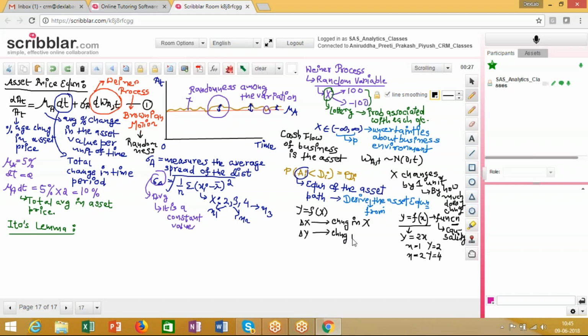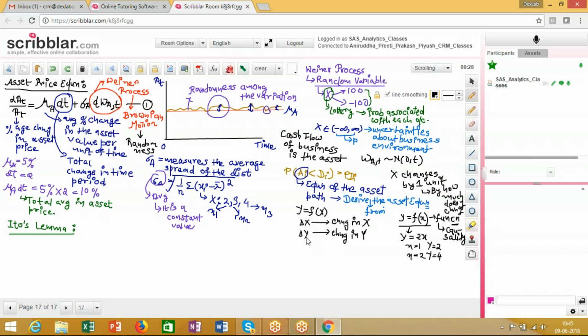This is change in y. So when x changes by an amount delta x, y changes by an amount delta y. So how would this actually work? So after x has changed by this amount delta x. Now delta x can be anything. Say 5 units, 3 units, 4 units, anything.